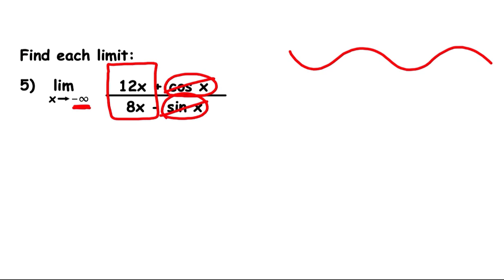12x over 8x, even though x is heading towards negative infinity, the x's are going to cancel each other out. So the answer would be 12/8. Obviously, I want you to simplify that. You can divide them both by 4. And so here we're going to get 3/2 or 1.5.